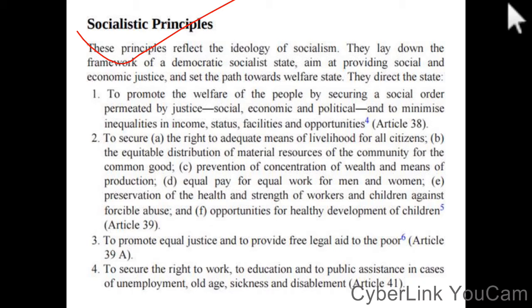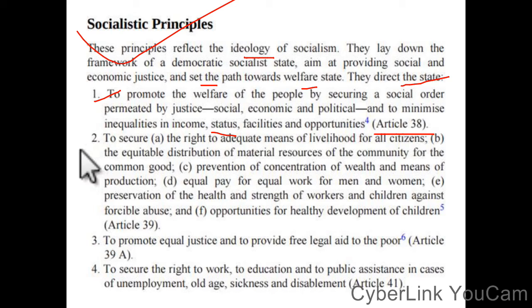Socialistic principles, the ideology of socialism. They lay down the framework of the democratic socialist state aimed at providing social and economic justice and set the path towards the welfare state. They direct the state to promote the welfare of the people by securing a social order permeated by justice, social, economic, and political, and to minimize inequalities in income, status, facilities, and opportunities.